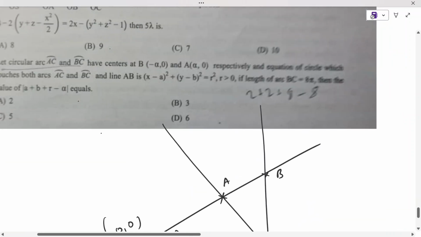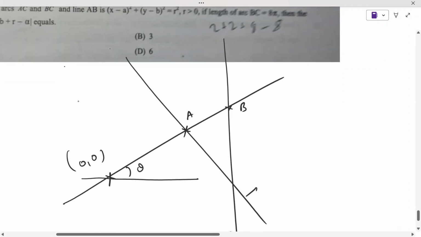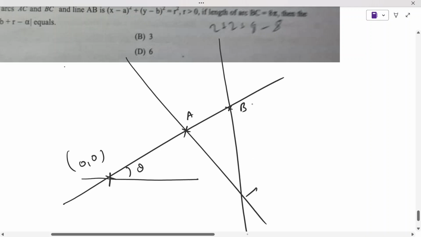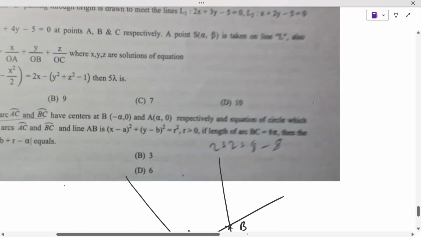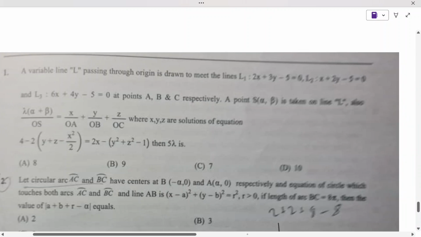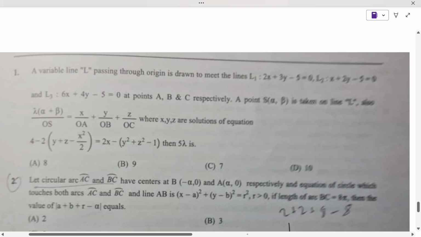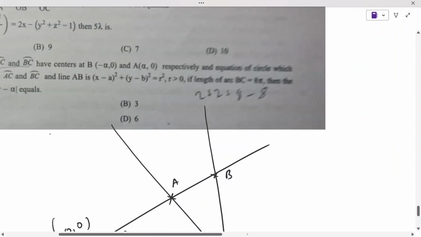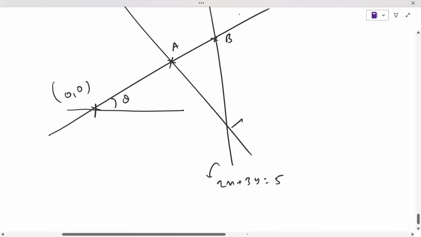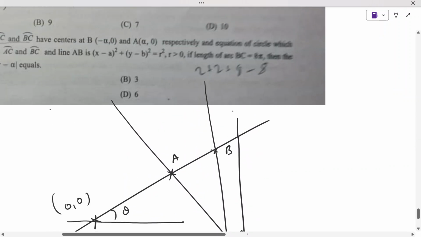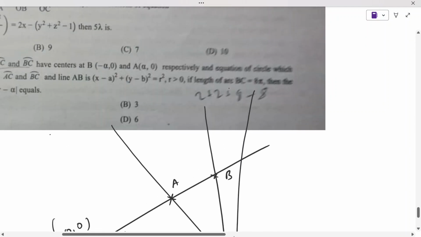Maybe they are not intersecting. Fine. Of course, this will intersect for sure. Just this is C. Let's say this is fine, L1, L2, L3. Fine.